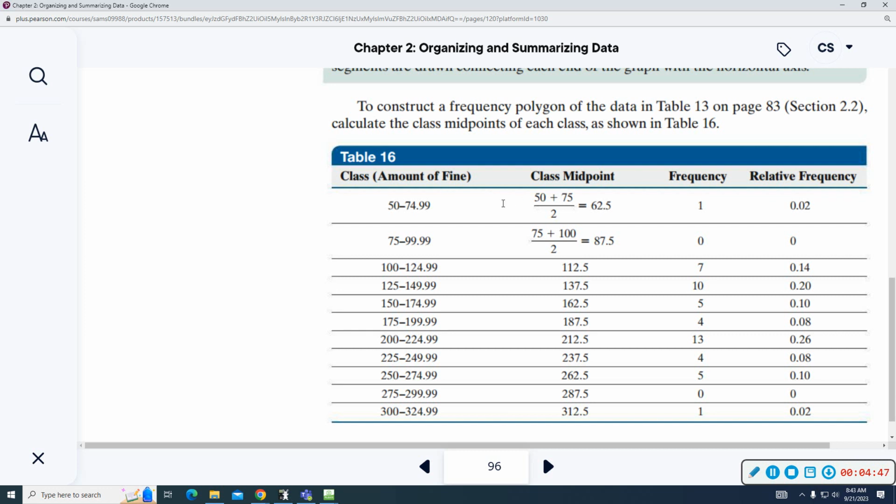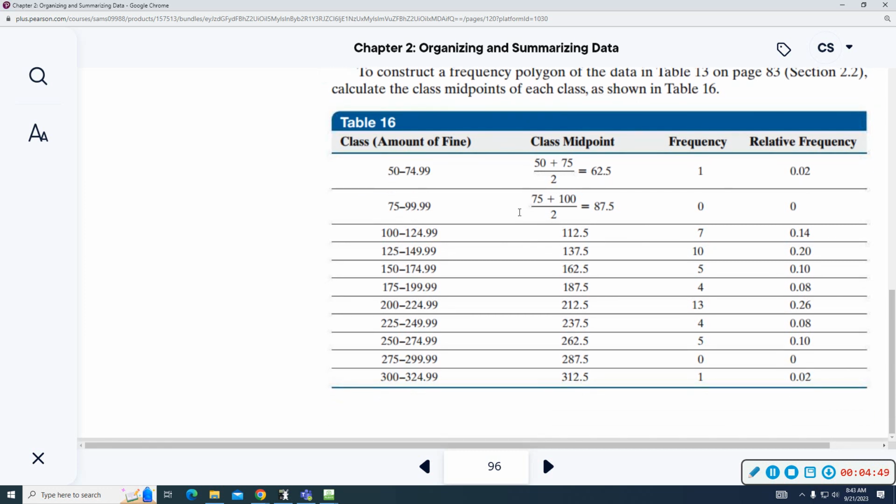So that's what we're going to use as the x-axis label for the frequency polygon. So here you just see all the midpoints. Once you find one midpoint, one thing you can do is just add the class width all the way down. So add 25 and you get the rest of them. So that's one neat thing about finding the midpoint and using that class width.